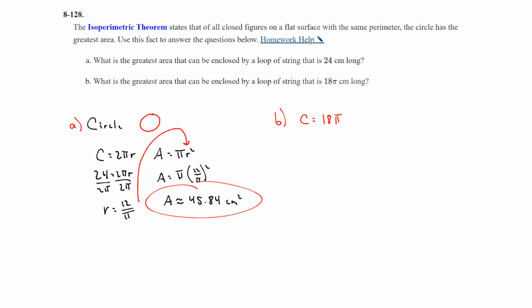So therefore, circumference 2 pi r is equal to 18 pi. So to solve for r, we can divide by 2 pi. 18 pi divided by 2 pi gives a radius of 9. So the area is equal to pi r squared, with r being 9. So the area would be 81 pi. And that would give us an area of approximately 254.5. And this will be in centimeters squared.